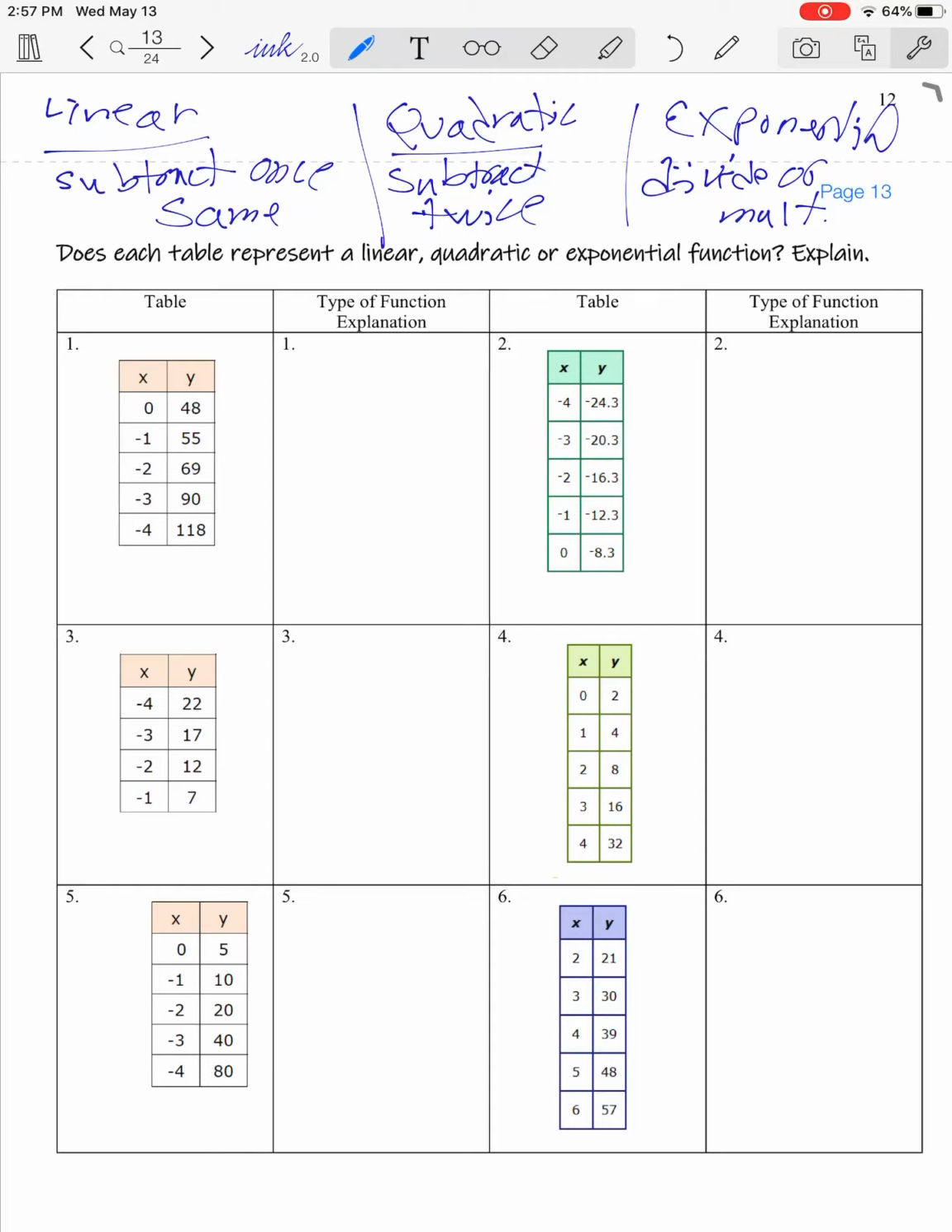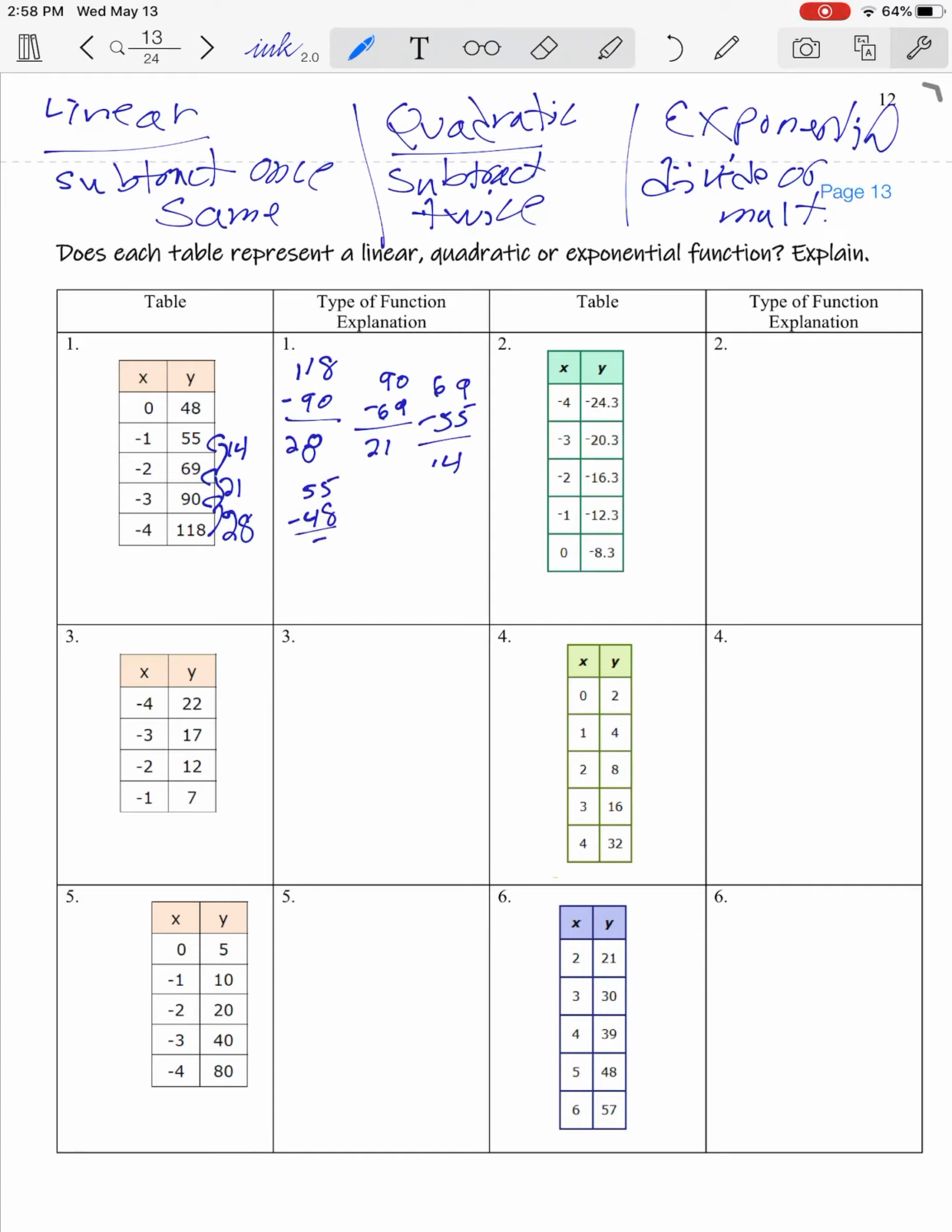I always try to see if linear works first. So I'm going to come over here, and the first thing I'm going to do is 118 minus 90. Okay, 118 minus 90 gives me 28. So from here to here, 28. Then I'm going to do 90 minus 69. 90 minus 69 gives me 21. So that's 21. Then I'm going to do 69 minus 55. And I'm going to get 14. Not the same number, so it's definitely not linear.